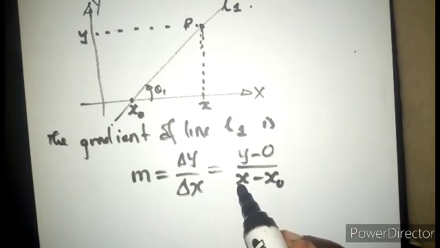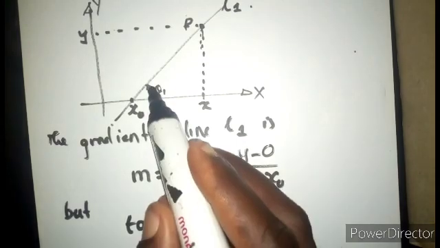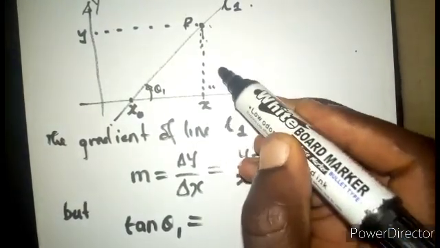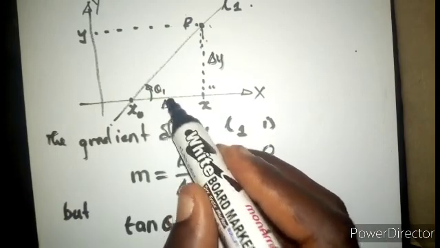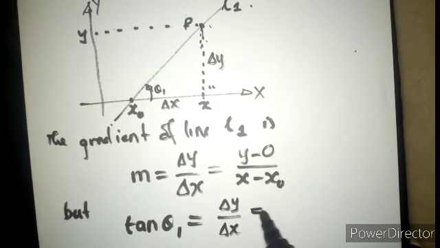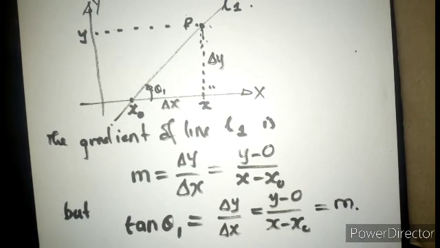Now, you notice that also, what is tan theta 1? Tan theta 1 is the opposite, this side, which is clearly the change in y. That is delta y over what? The adjacent, which is delta x. And those are clearly what? y minus 0 over x minus x naught. I see that that's the gradient.